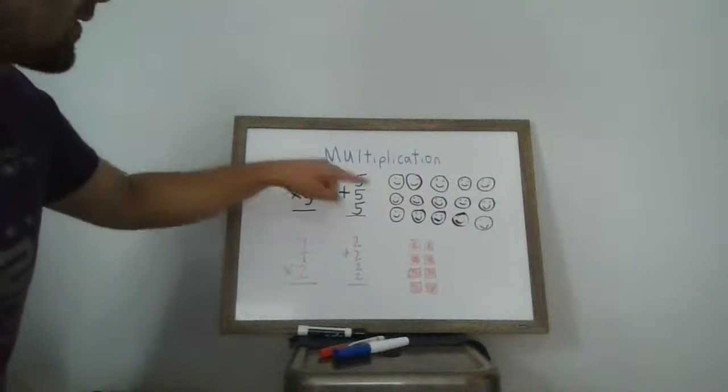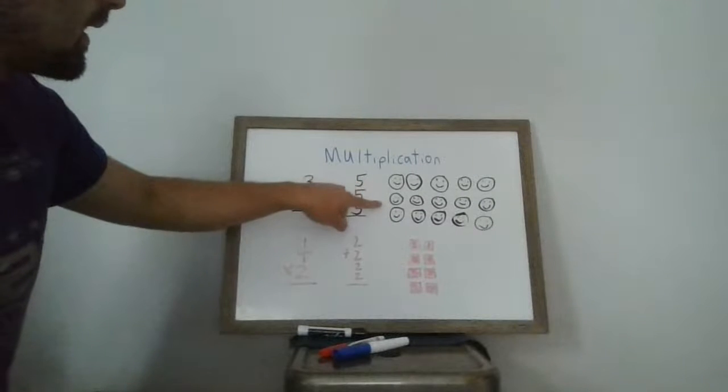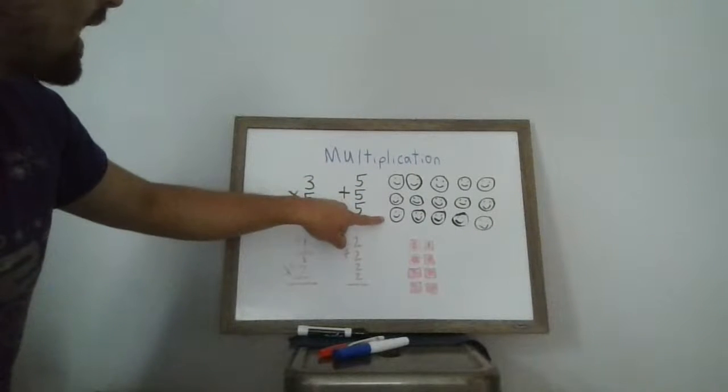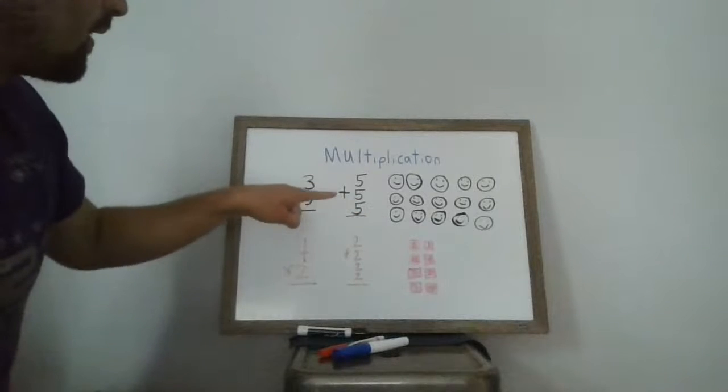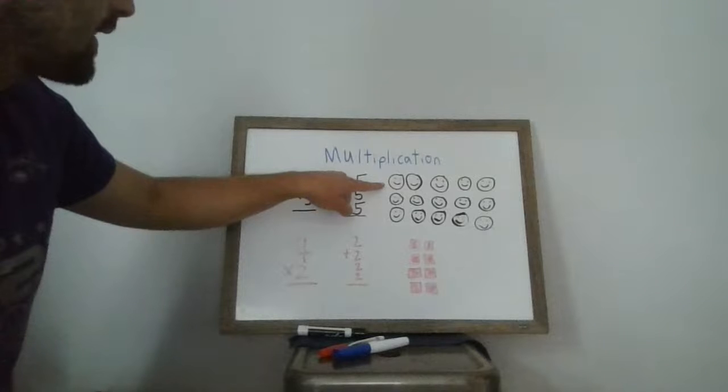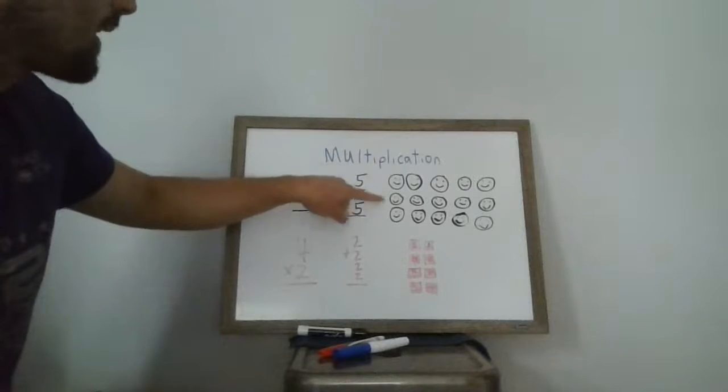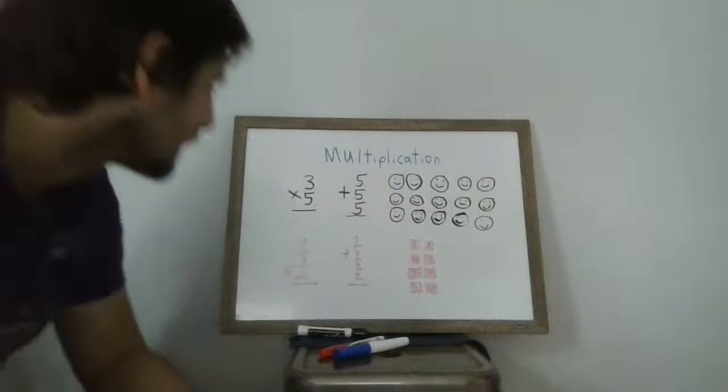I actually also have a picture next to the problem. And here, this is an array of the multiplication problem 3 times 5. We have 3 rows of smiley faces with 5 smiley faces in each row.